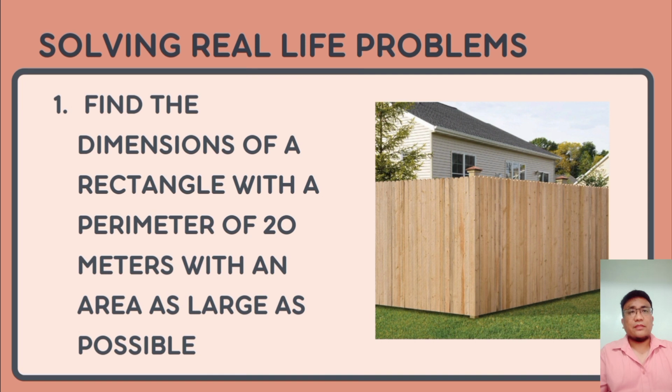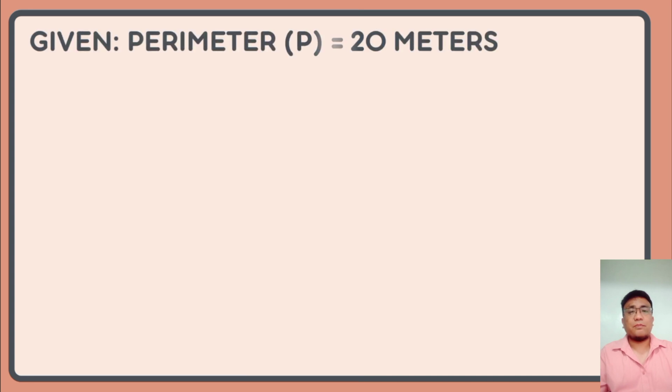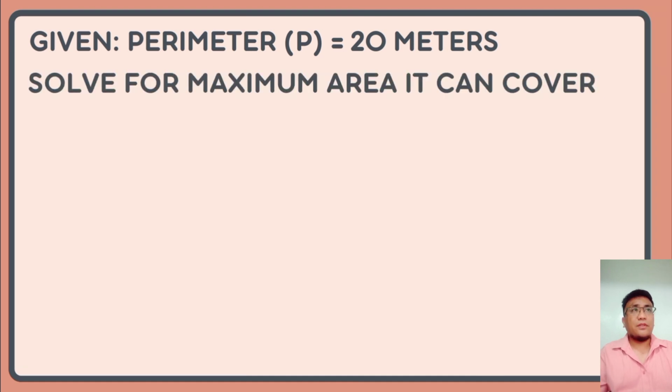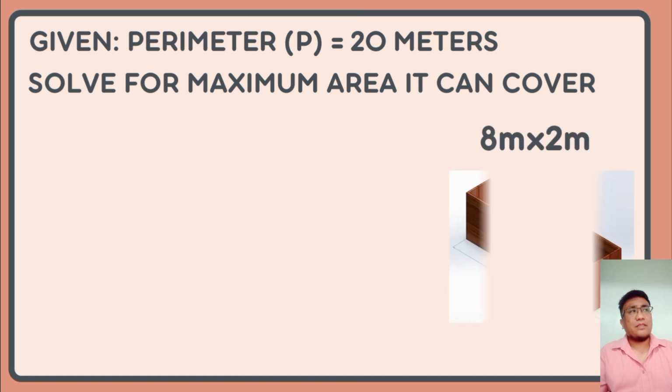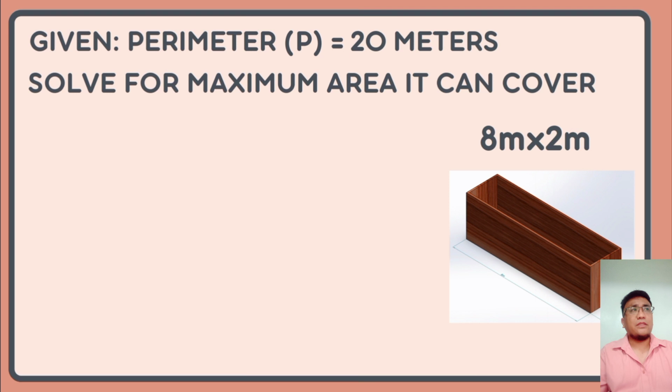So here's the fence. Given perimeter, P, equals 20 meters. Solve for the maximum area it can cover. So the next step is, maybe we can think of the fence like 8 by 2, which is 8 plus 8 plus 2 plus 2 equals 20. But if we get that area, it will give us 16 square meters.